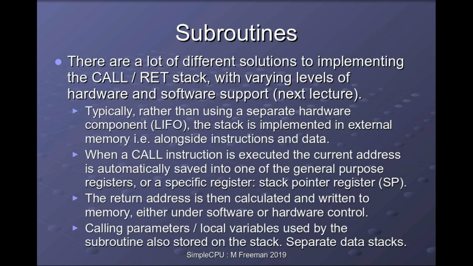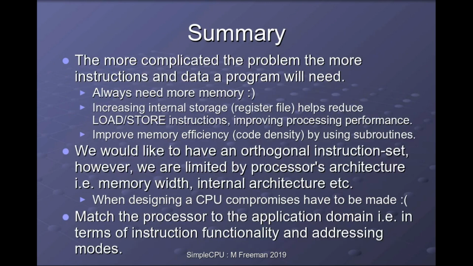We'll also be seeing how we can use an external stack to simplify the process of passing parameters and returning results to our program. Okay, to finish off with a summary, we expanded the capabilities of the simple CPU processor. We've added more memory. You always need more memory, and we've increased the addressing modes to help improve the processing performance, so register addressing, register indirect. And we've seen how we can improve our memory efficiency, the code density, by using subroutines, writing a function once and reusing it, rather than using macros which would just cut and paste the same code multiple times within our program.